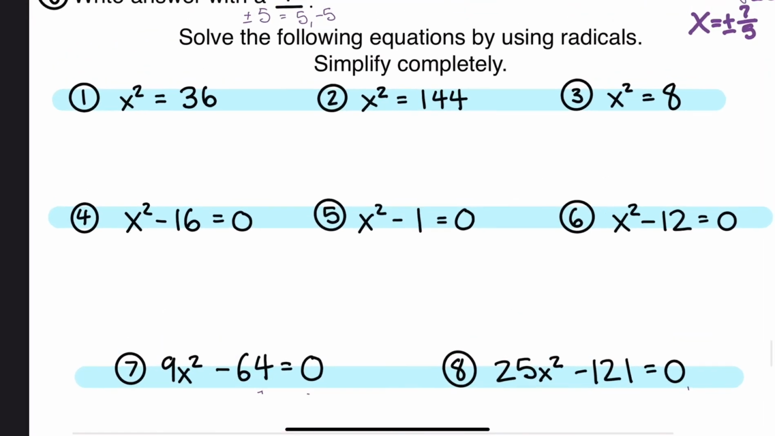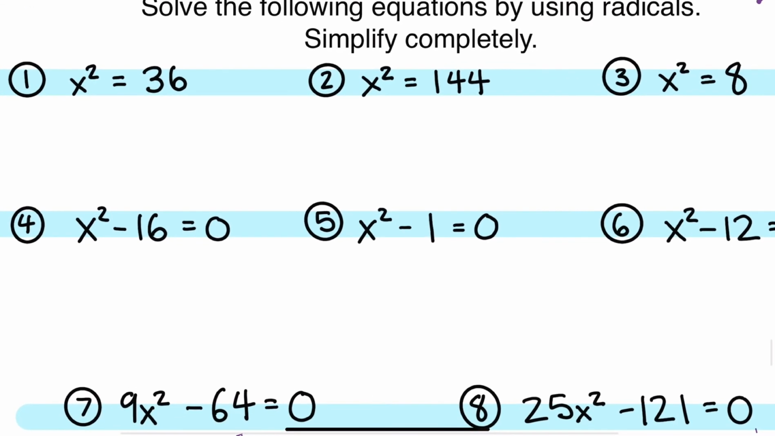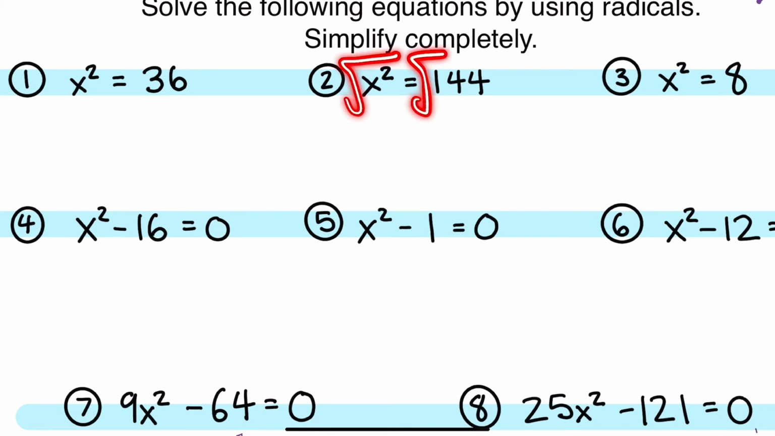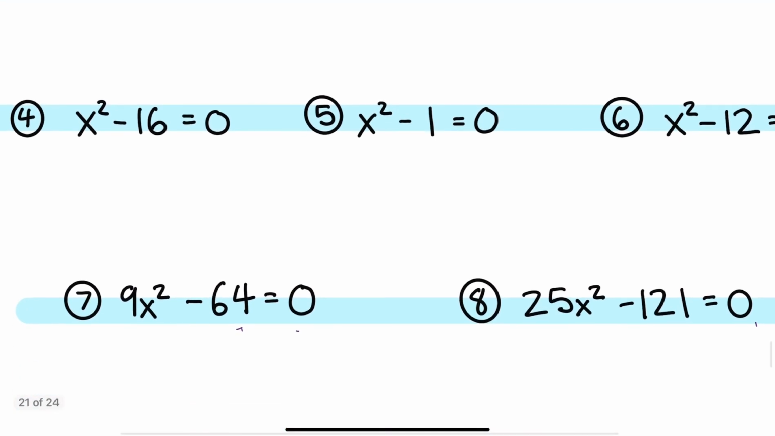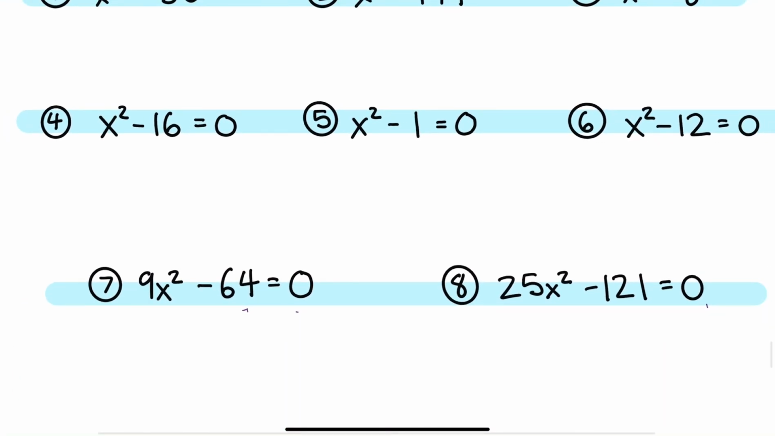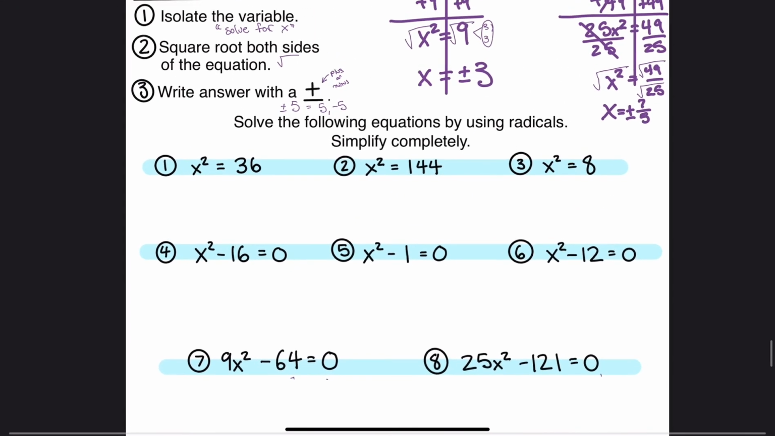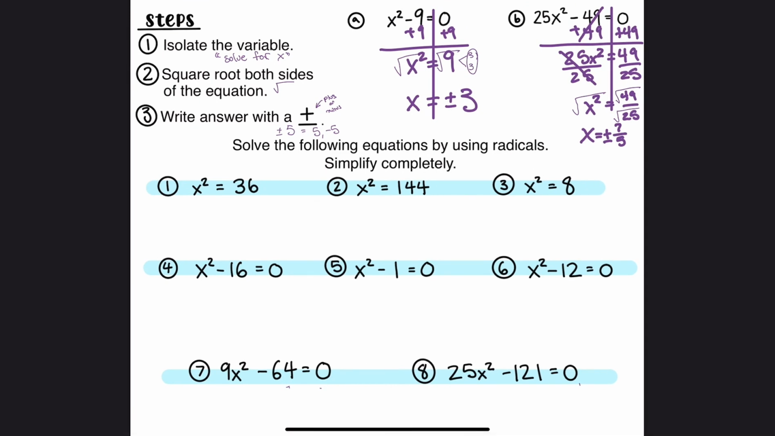If you look at this, you can tell that 1 through 3, these ones right here, you are already at your second step. So for these ones, you only need to do your square root on both sides. For 4, 5, 6, these ones, you are just going to need to add your pieces to the other side and then do your square root. So these ones are like A. And then 7 and 8 are just like B. So we have examples for both of those, so hopefully it'll be okay. But you got the whole rest of class to finish these up.